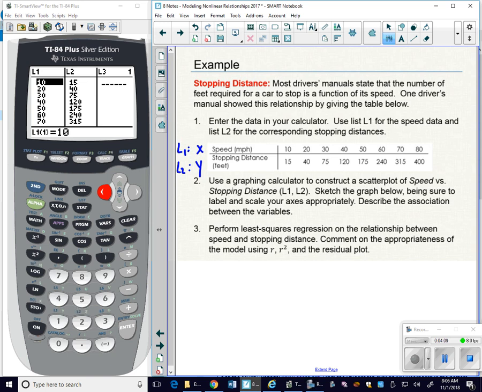And then in number 3, I want you to perform least squares regression. So go ahead and find a linear regression equation. And then report the values of r and r squared. Comment on their appropriateness. Does it seem to be a good fitting model based on those values? And then I also want you to produce a residual plot. And so please go ahead and press pause now and take a few minutes to complete page 1 of your notes. Feel free to work together if you need some help. You can also refer to the blue sheet with the calculator instructions if you need to.